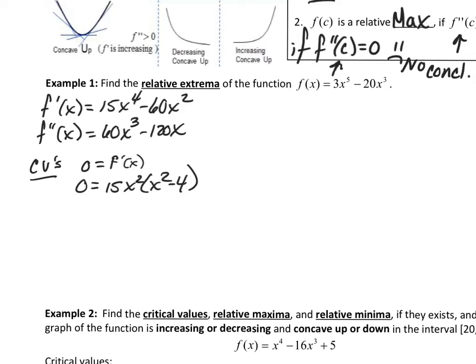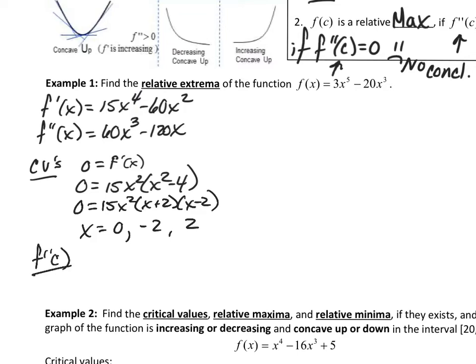Now let's go ahead and solve these. You can keep factoring. That is the difference of two perfect squares. So here we go. x is equal to 0 from the first factor, negative 2 from the second, and 2 from the third. Now what the second derivative test tells us, we're going to check them. So let's do f double prime of 0, f double prime of negative 2, f double prime of 2. Remember, once we check those and we have numbers here, we can come all the way up here and check our decision rubric.